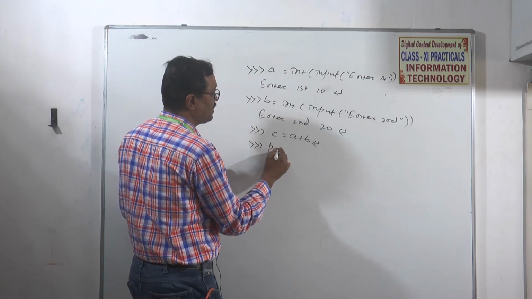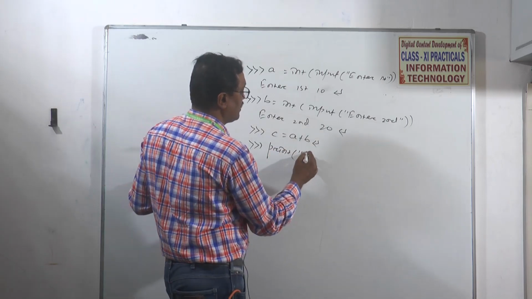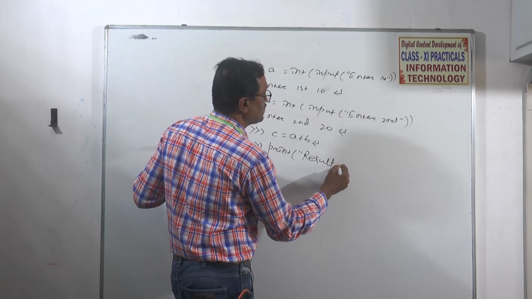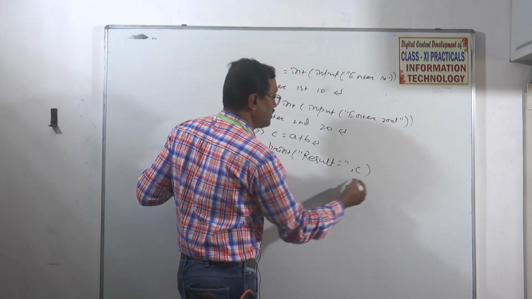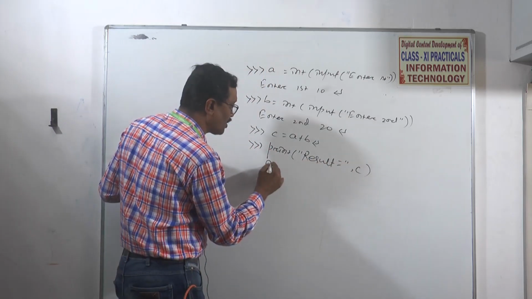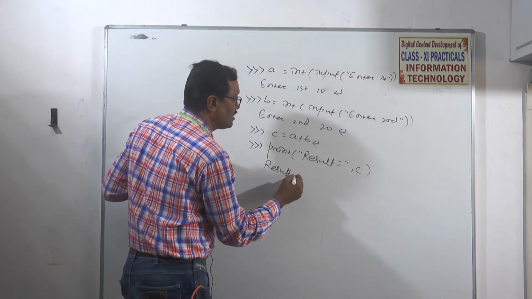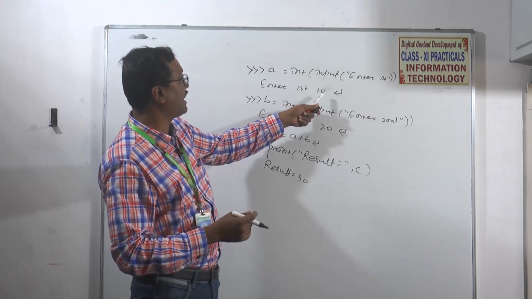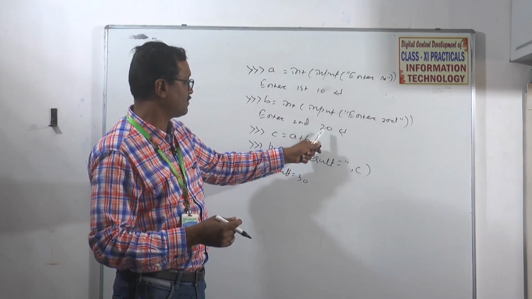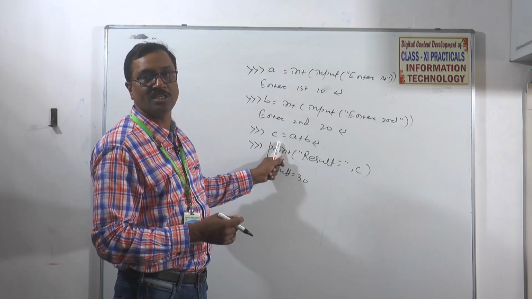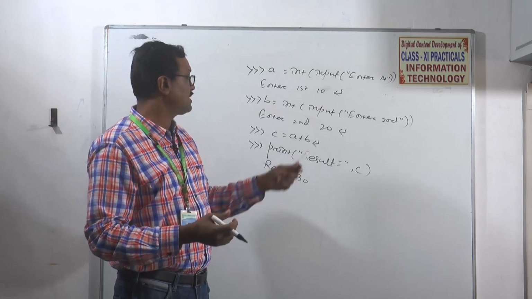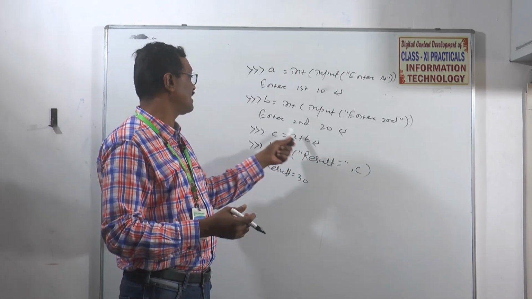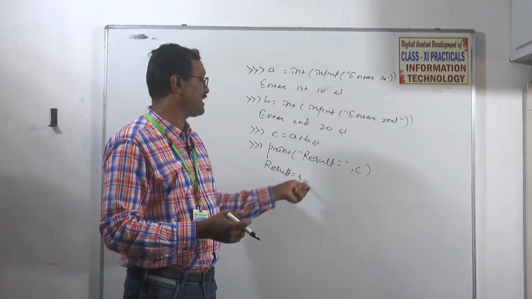And here I can write print result is equal to C. That's it. So your message will come like this: result is equal to 30. Because for A I had accepted 10, for B I had accepted 20. Then I had written C is equal to A plus B, means A and B are added and it will be stored in C. Then I am printing it out.